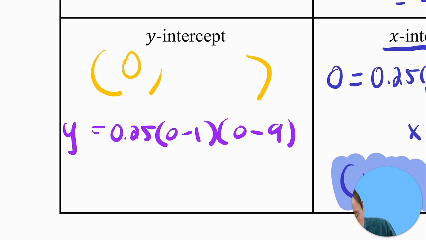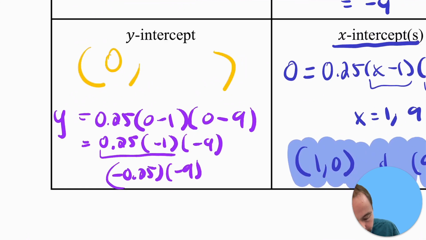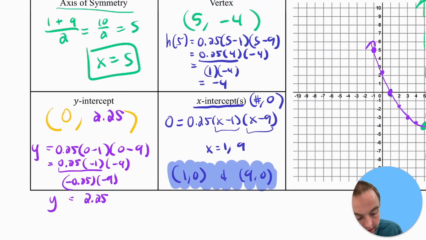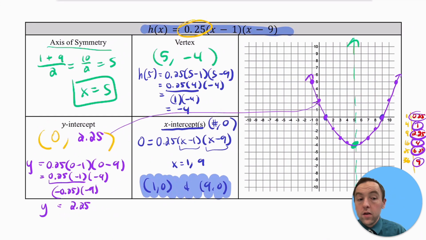That's equal to y. So that's just going to equal 0.25. 0 minus 1 is negative 1 and 0 minus 9 is negative 9. If I multiply those two together, you're going to get negative 0.25, and then you times it with negative 9, and that's going to give you positive 2.25 equals y. So therefore, the y-intercept should be occurring at 0, 2.25, and you can check and verify on your graph that that is indeed where the y-intercept is going to occur.